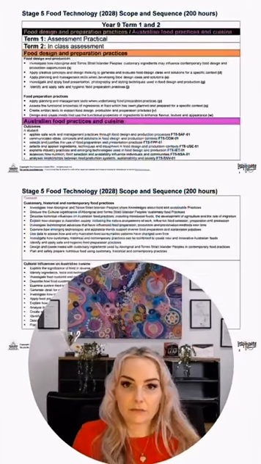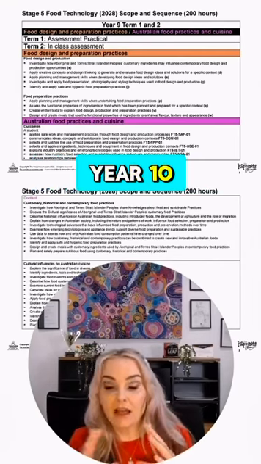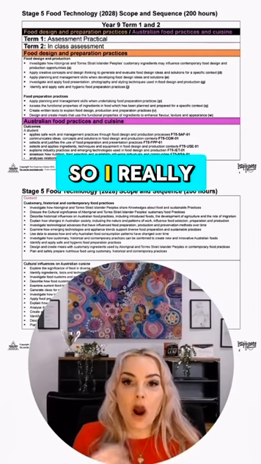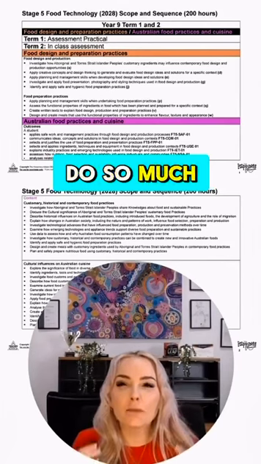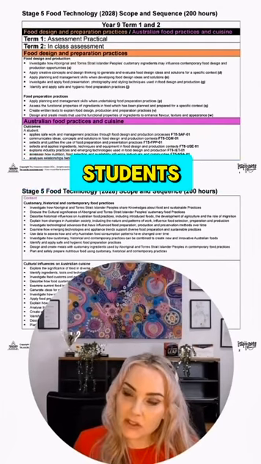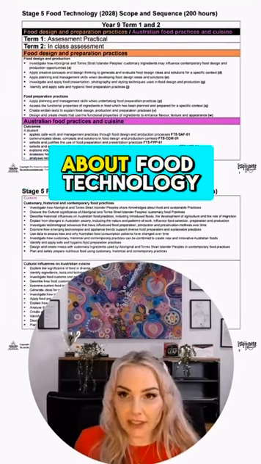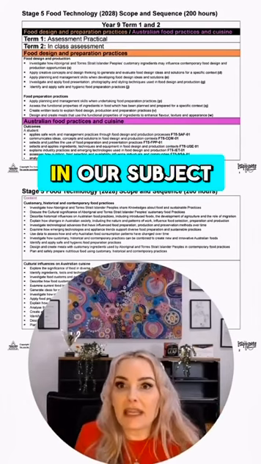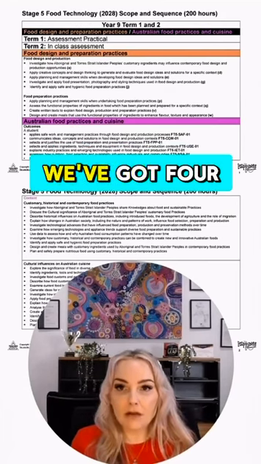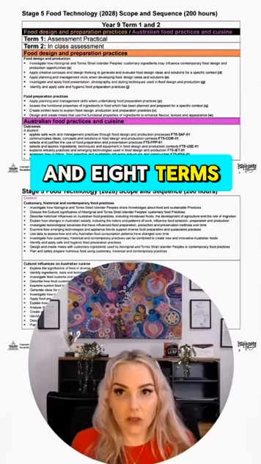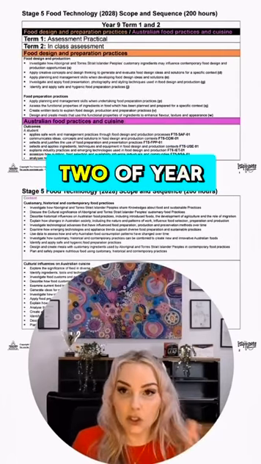the scope and sequence. So the scope and sequence, how I decided what would be Year 9 and what would be Year 10 was quite strategic. So I really thought Australian food and cuisine is something so dynamic that we can do so much fun stuff with, and it's quite relatable to our students. So I thought, let's start Year 9 with it, fresh start, get them excited about food technology and keep them in our subject. It is going to go across 2 terms, okay? Because remember, we've got 4 content areas now and 8 terms. So Australian food practices and cuisine will go in terms 1 and 2 of Year 9.